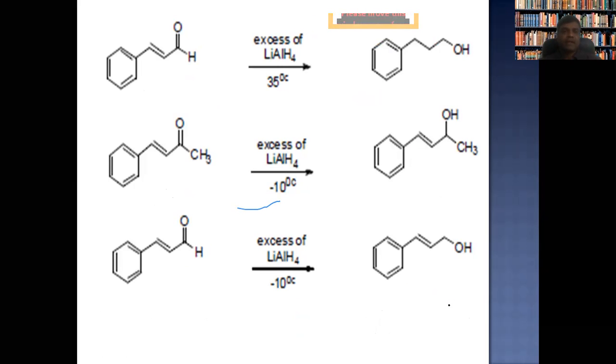Now see this example again. Yes, this is repeated. Here it is an aldehyde group, with the carbon-carbon double bond in conjugation. So the aldehyde is converted to a primary alcohol, and this carbon-carbon double bond is reduced to a single bond. Why is it so? Because the phenyl group, that is an electron withdrawing group, is attached to that side.